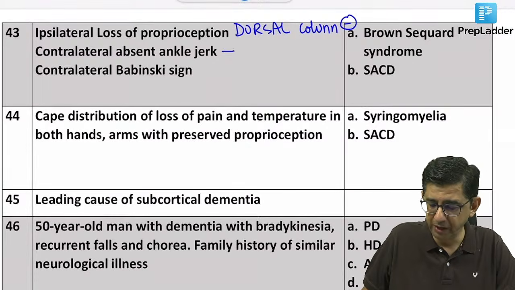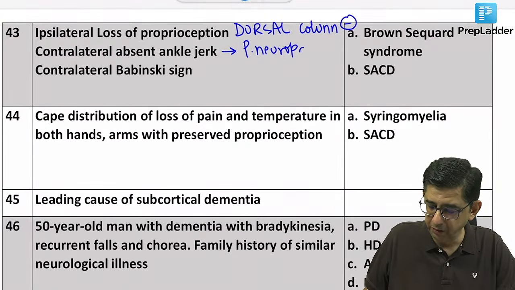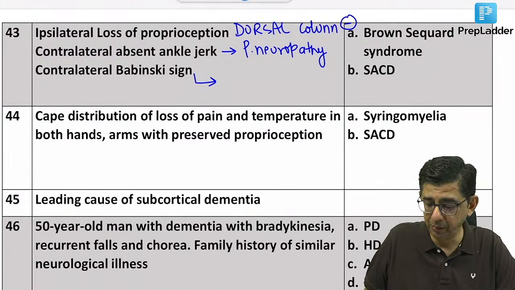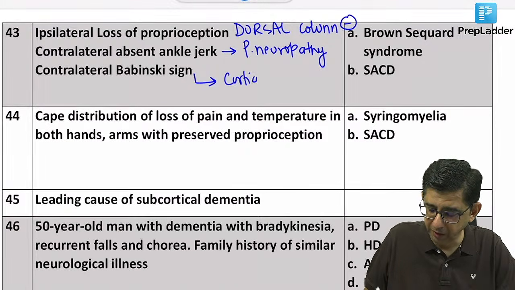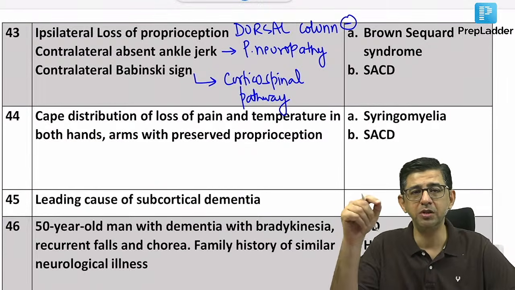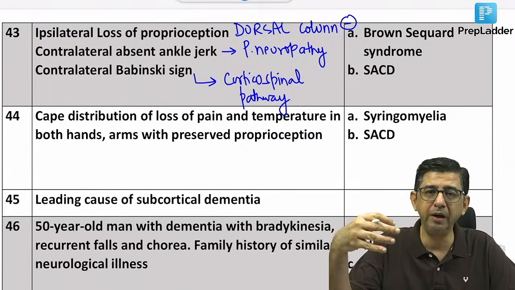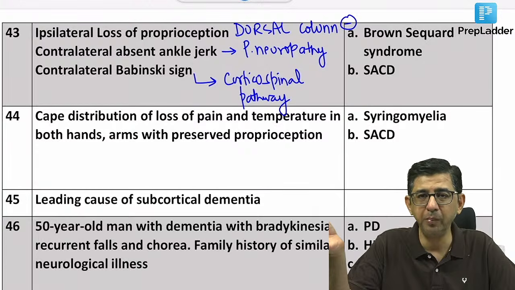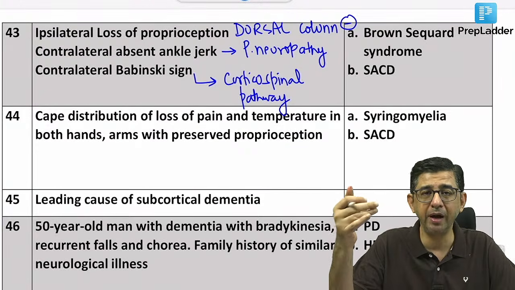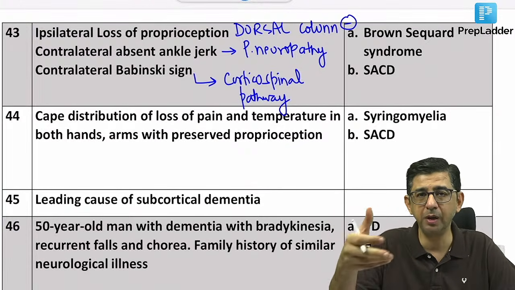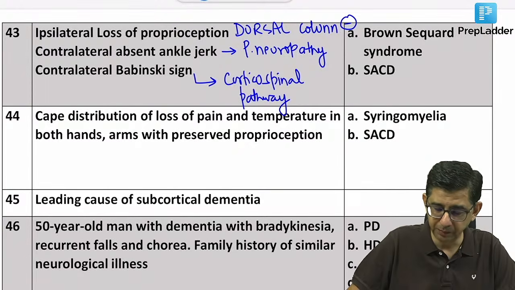If you look at the absent ankle jerk in the patient, this could be because there is a peripheral neuropathy, and along with that there is a contralateral Babinski sign. That Babinski sign is coming up because in this particular patient the corticospinal pathway in the spinal cord is getting involved. This is not going to be a presentation of Brown-Séquard syndrome. In Brown-Séquard syndrome, the question will always mention contralateral pain and temperature. Here it is not talking about any pain and temperature. It is contralateral absent ankle jerk as well as Babinski sign. So motor pathways are also involved, and the sensory pathways in the patient are also involved.